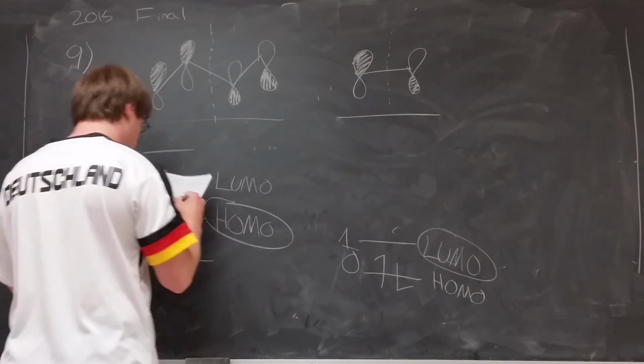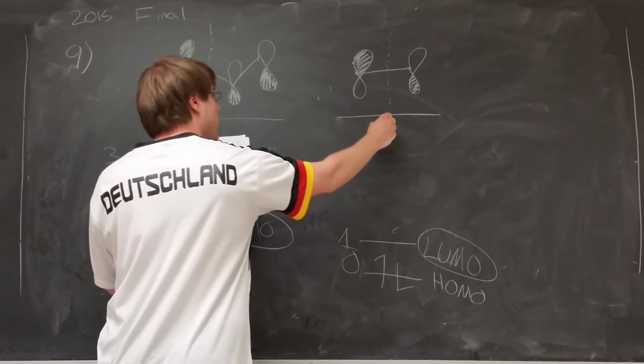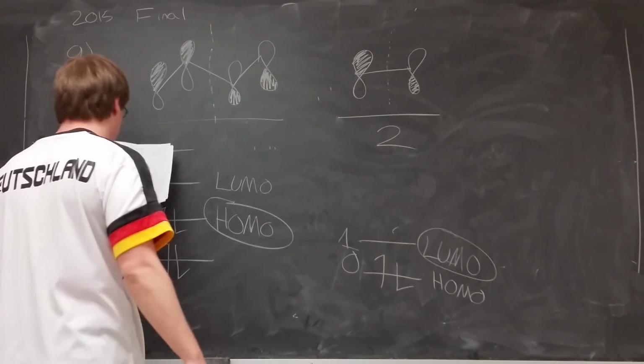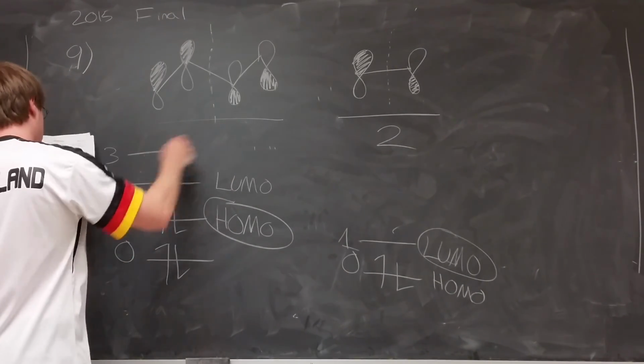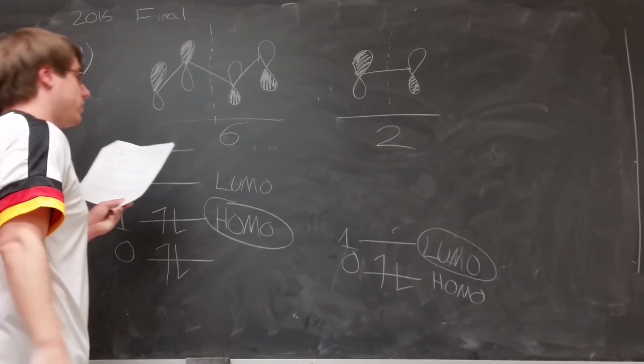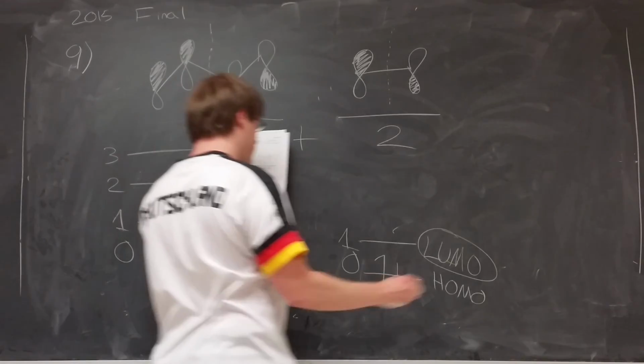And this matches up: the diene's HOMO matches up with choice 2 on the answer key, and the dienophile's LUMO matches up with choice 6. So 6 and 2 are your answer, which was choice F.